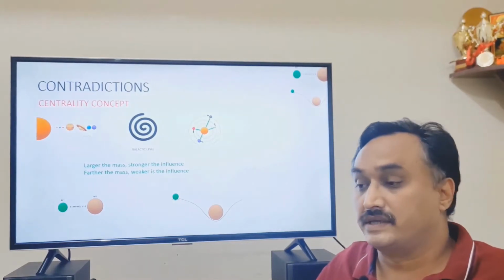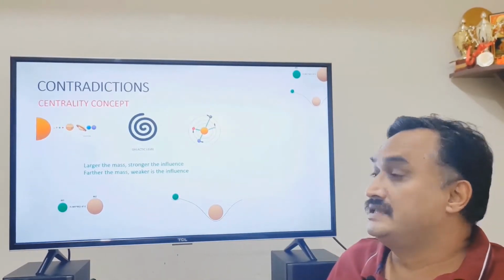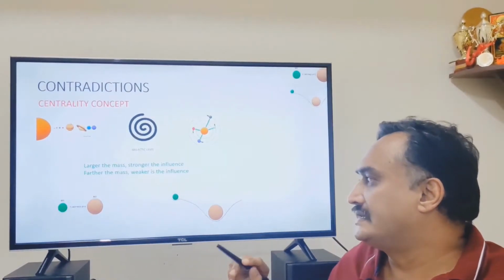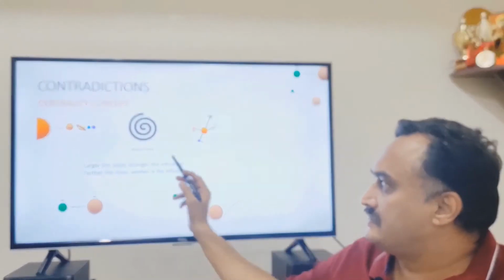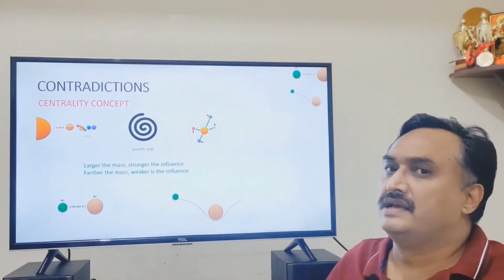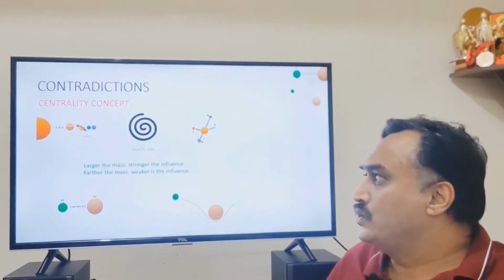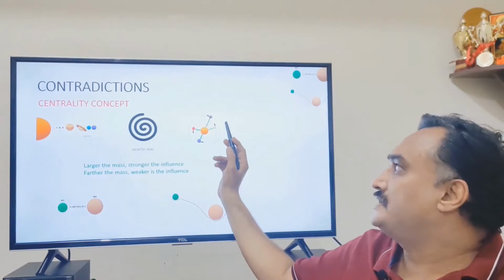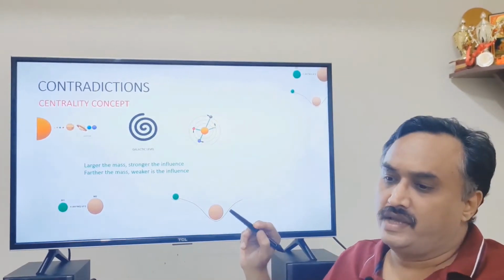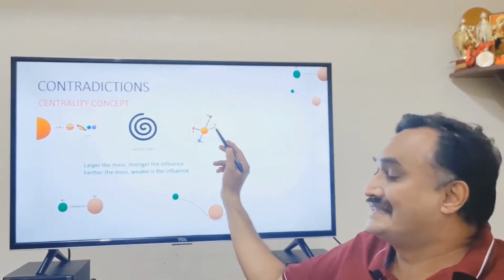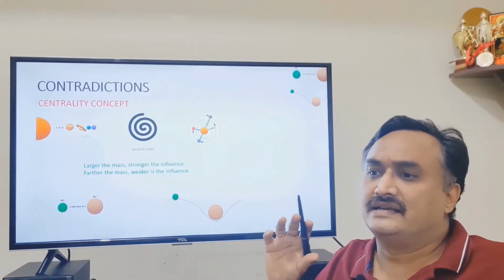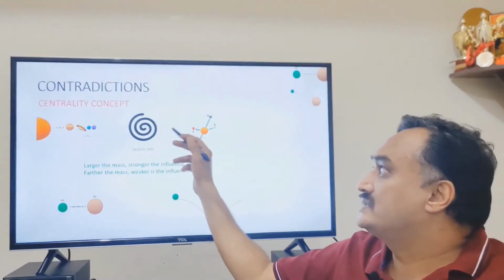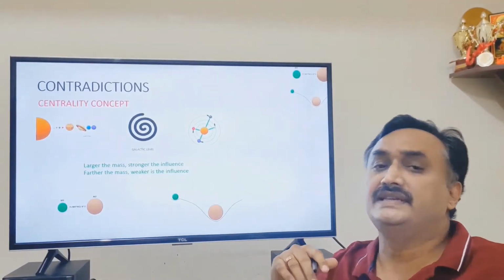Let's go to the next contradiction. This is about the concept of centrality. Whether it is Newton's theorem or Einstein's, when you have a concept like this, larger the mass, stronger the influence, farther the mass, weaker is the influence, you would end up having a system wherein there is a central mass and smaller masses which are moving around it, which would say that the central mass is the reason for existence of the whole system. You take out this central mass and the whole system would collapse or cease to exist.